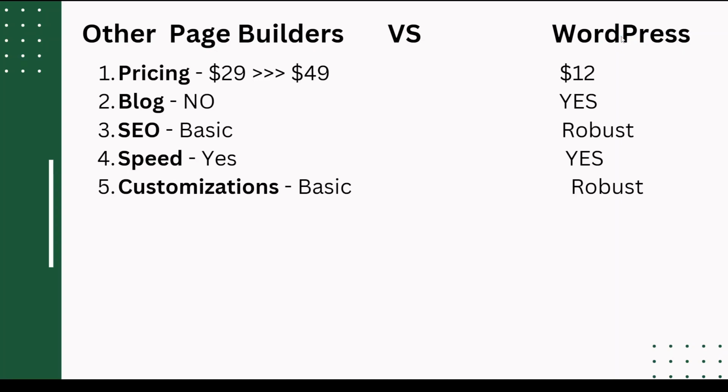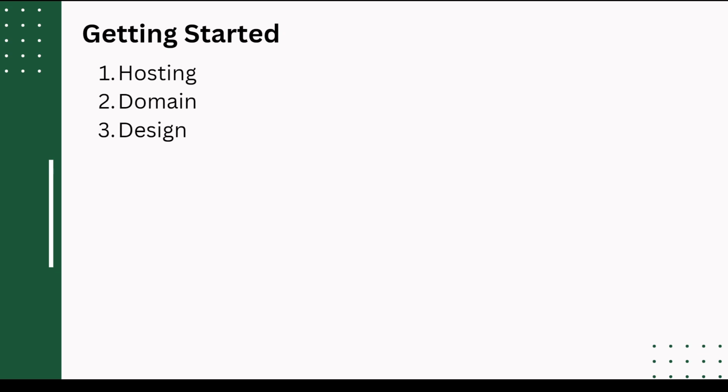So I think many people should start considering WordPress, and that's what I'm going to show you how to build a SaaS landing page in this one. So let's get started. Now to get started, I've broken the process into three. The first is hosting, then domain, then design. So really simple processes. So the first thing we're going to do is we're going to get hosting for the project.